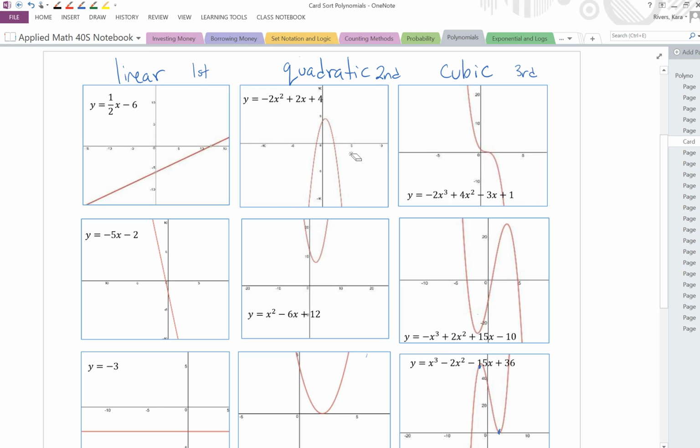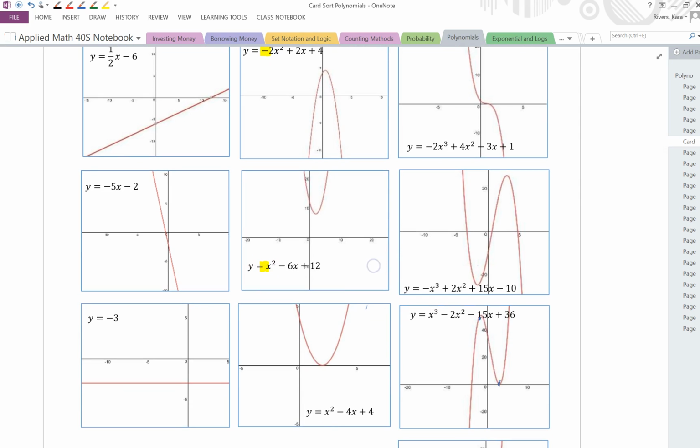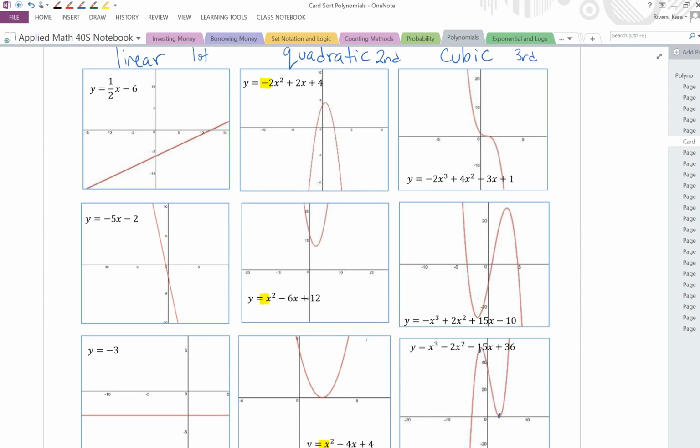And in our equation, we can see if a graph's going to open up or down because of the sign in front of the leading coefficient. If the sign in front of the leading coefficient is positive, we know it's going to have a minimum because it opens up. If the sign in front is negative, then we know it's going to have a maximum because it opens down. That's quadratics.